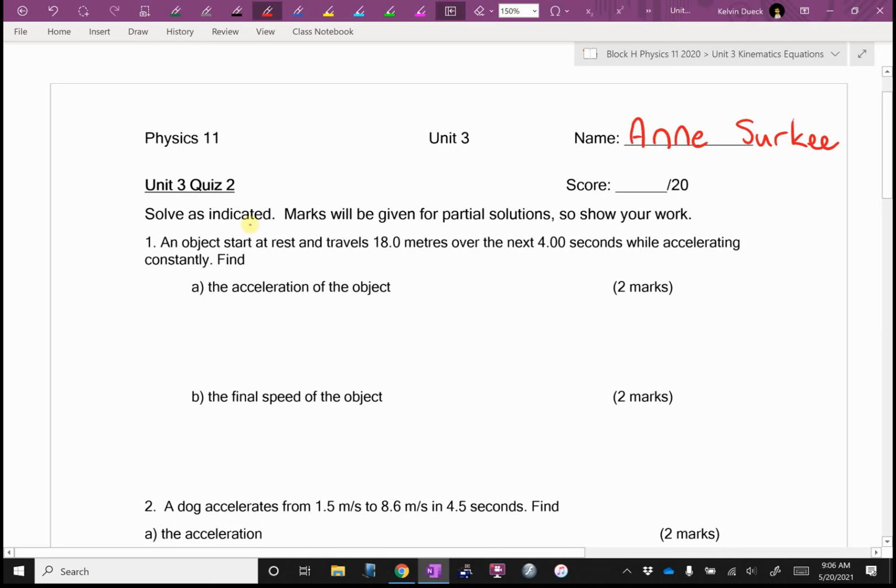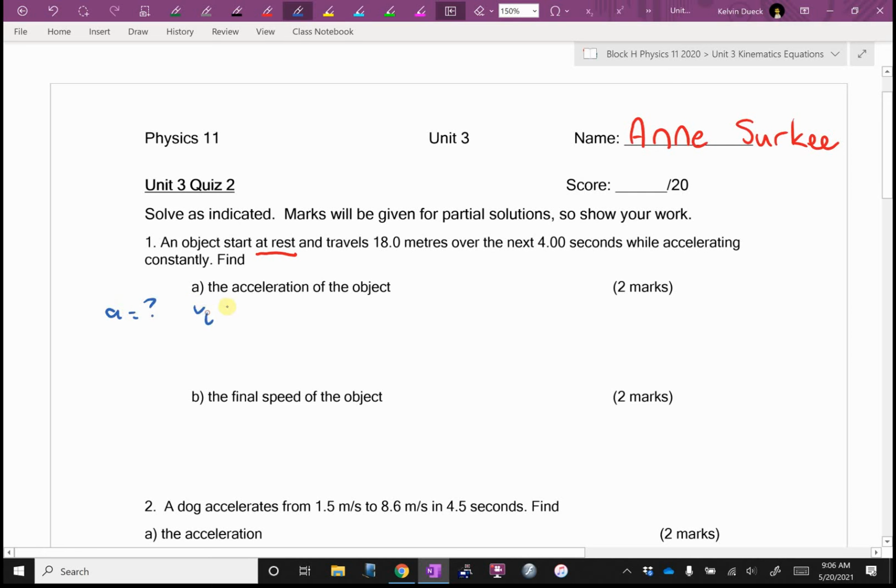An object starts at rest. I would probably underline the words "at rest." At least I would mentally make a note. It travels for 18 meters over the next 4 seconds while accelerating constantly. Why do I say accelerating constantly? A changing acceleration we can't deal with without calculus. So you'll often see me put that word in. Or if the acceleration is changing, I'll say we're finding the average acceleration. That's me just being fussy. It wants me to find the acceleration. Okay. a equals question mark.